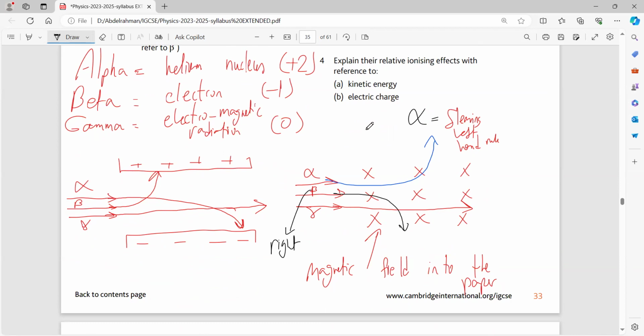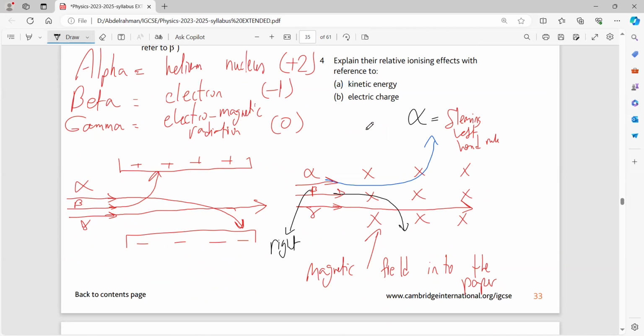Why? On the left-hand side, I have an electric field, which is different from a magnetic field. An electric field would very simply, very easily attract the alpha. The alpha would be attracted to the negative plate, and the beta will be attracted to the positive plate. That's easy because it's an electric field.